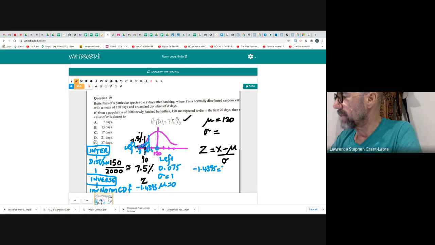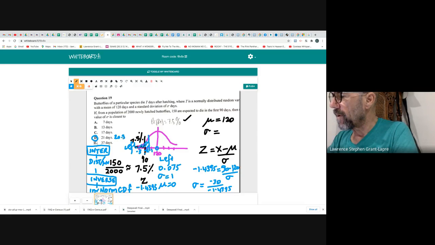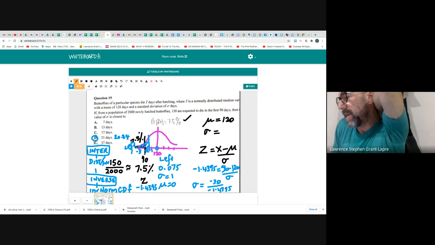So we go -1.4395 equals X, which is 90. Our mean is 120, and our standard deviation we do not know. So the standard deviation is 90 take 120, which is -30, divided by -1.4395, and we get that answer. So -30 divided by -1.4395, and I get 20.84. And so our answer is about 21 days is our standard deviation.